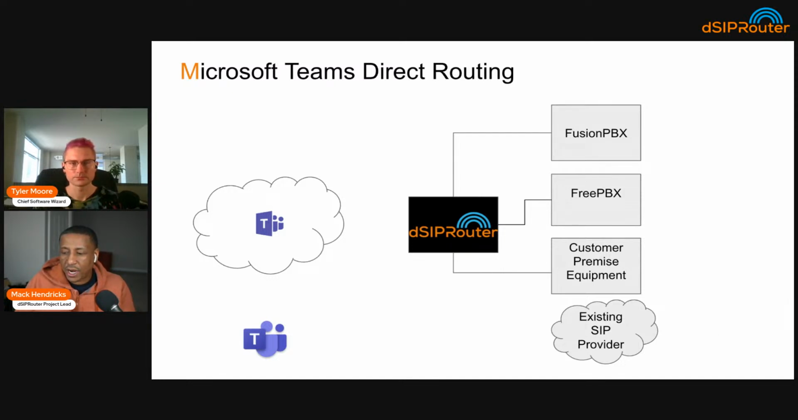And so if you're trying to do that, one of the features that we offer inside of dSIPRouter is this Microsoft Teams functionality. And there are different ways that Microsoft allows folks to interact with a carrier outside of Microsoft Teams. One is direct routing, which has been around probably the longest. Then you have Operator Connect.